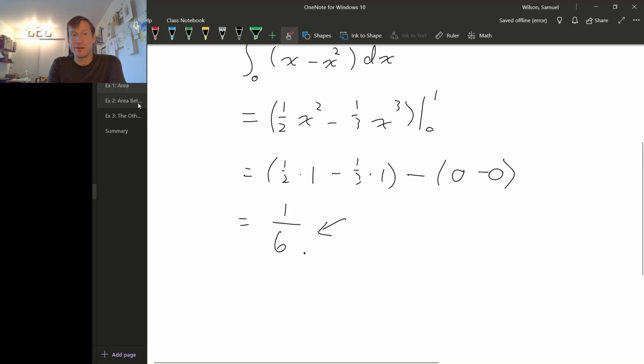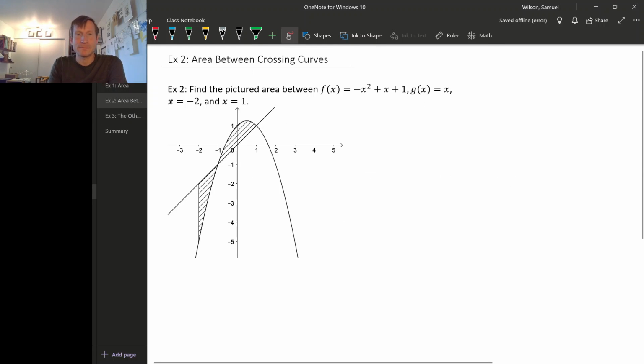All right, let's look at another example. Here we're going to find this pictured area, that's cross-hatched here, between the parabola and the line, and here are the equations for the parabola and the line. And we're going to go from x equals -2 to x equals 1.